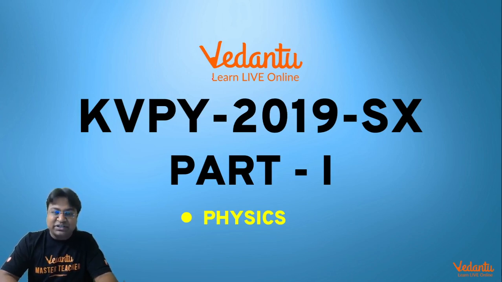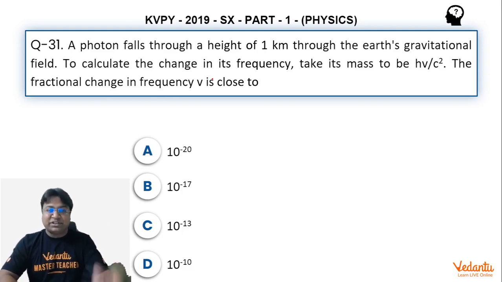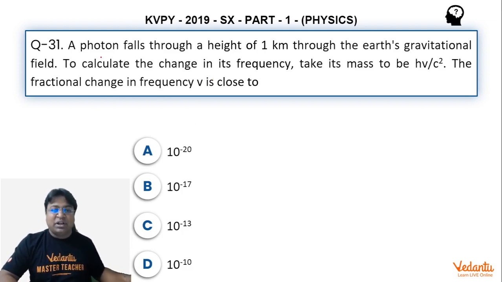We are discussing physics subject part 1, and this is question number 31 of the paper, which is question number 11 of the physics section. So let's see what the question says. A photon falls through a height of 1 kilometer through Earth's gravitational field. We are considering the photon as a particle here. So let me draw it like this.